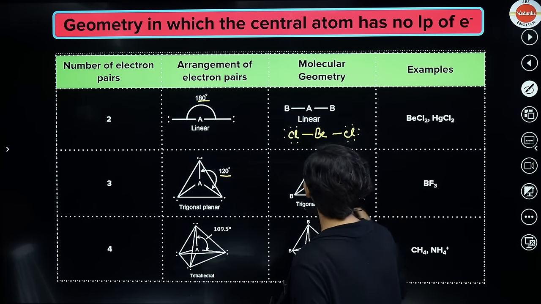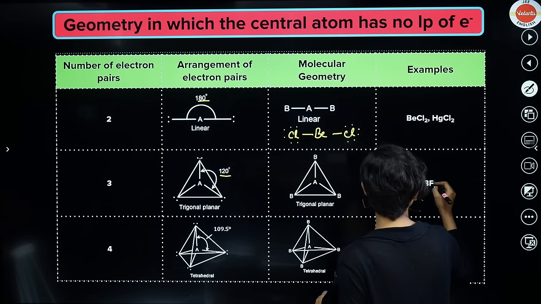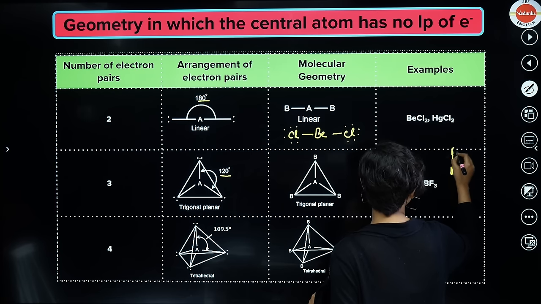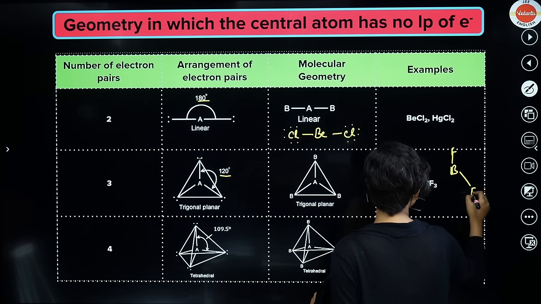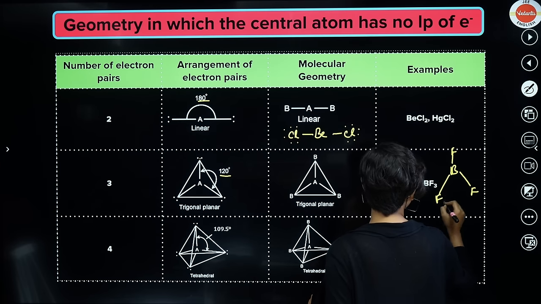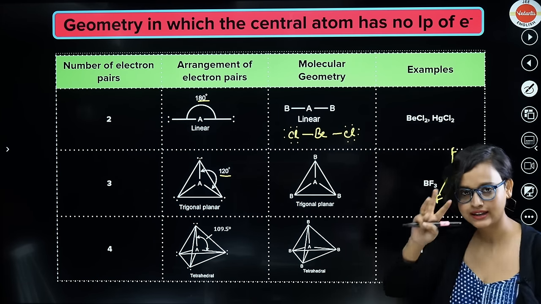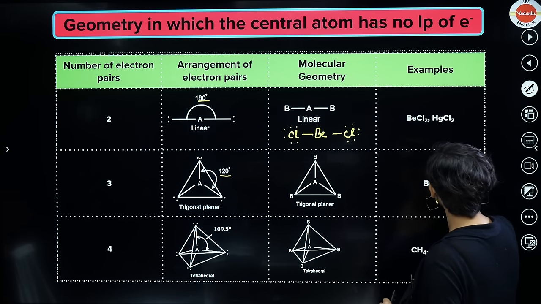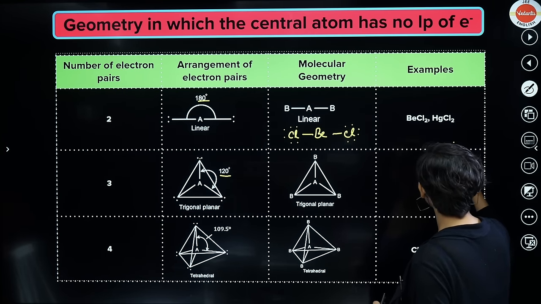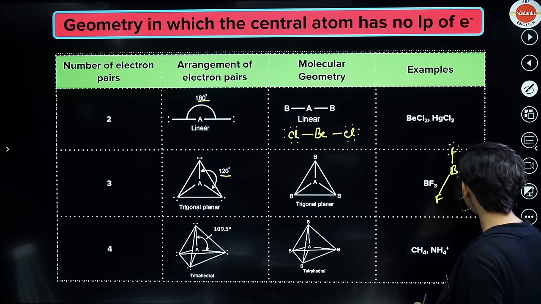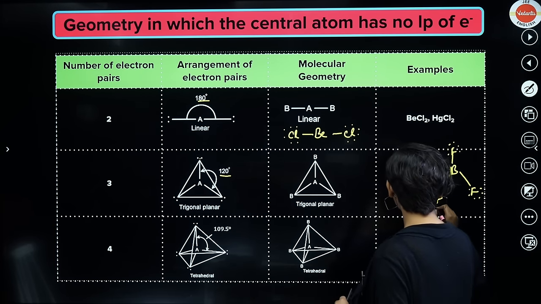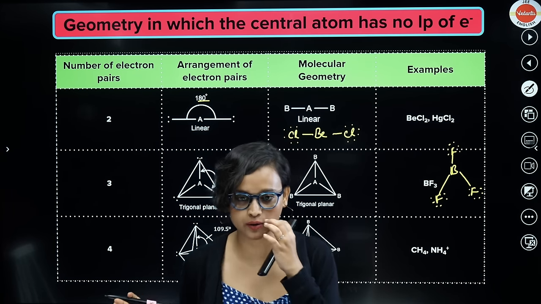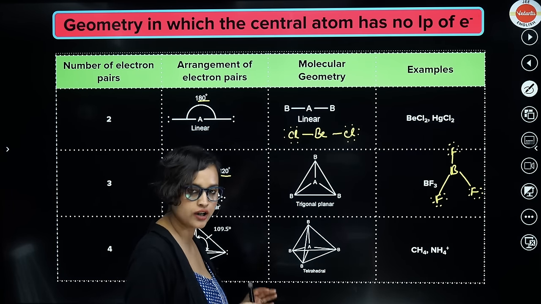Now, here is the example, BF3. How do you draw BF3? See here, B, F, and here will be another F. So, boron has 3 electrons in the valence shell, 1, 2, 3, all the 3 are shared. Now, fluorine has 1, 2, 3, 4, 5, 6, 7. Octet is also completed. Okay. This is your BF3. Got it?